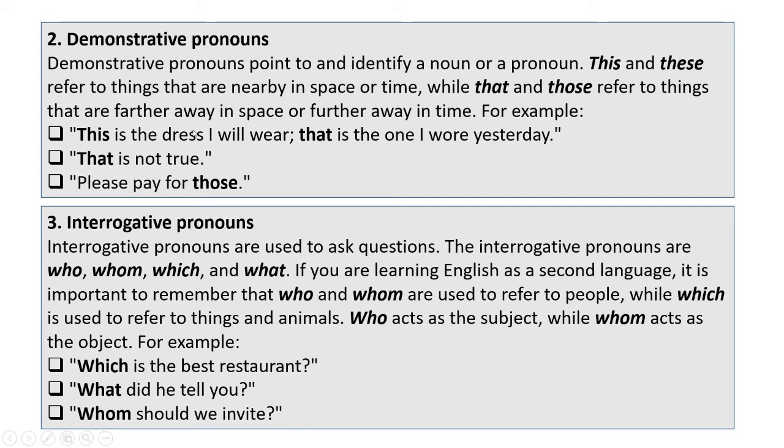Okay, see this, these, that, and those are demonstrative pronouns because they point to and identify a noun or a pronoun. And it is remarkable that this and that are used for singular, and those and these are used for plural.